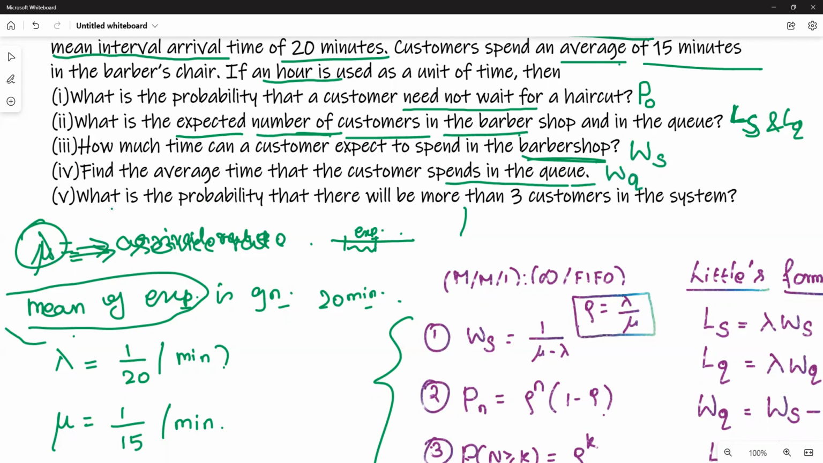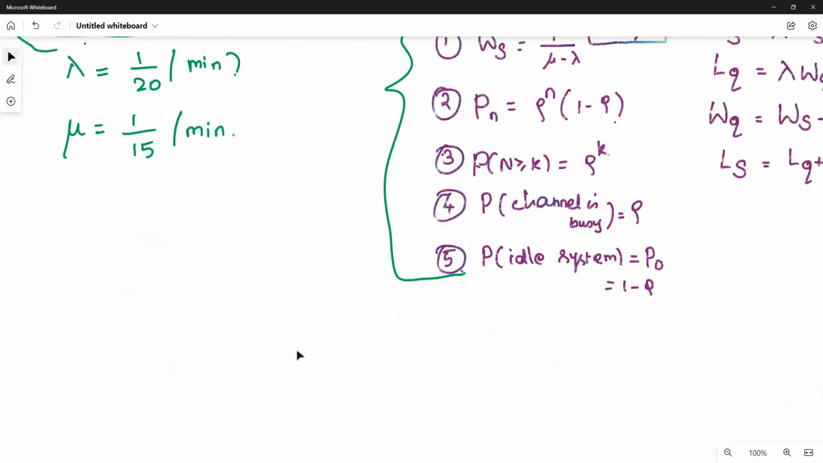Next, the last subdivision is what is the probability that there will be more than 3 customers in the system. So probability that there will be more than 3 customers in the system, P of n greater than 3. This is what is asked. So based on the given lambda and mu, we have to find all these subdivisions. Let us find it one by one using the formula set which we have. First, we have identified the model as well as the arrival rate and service rate.